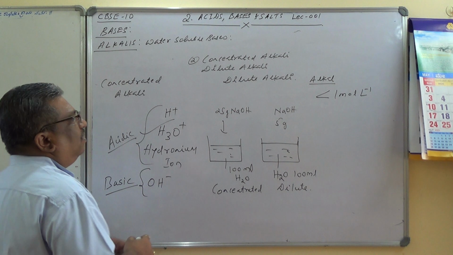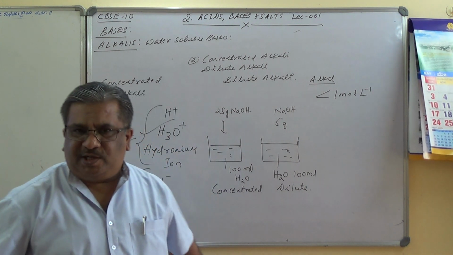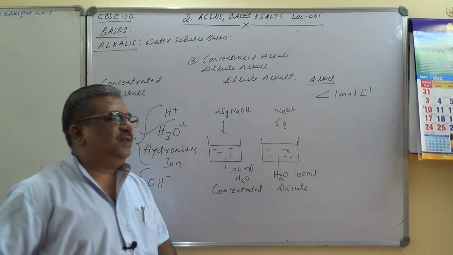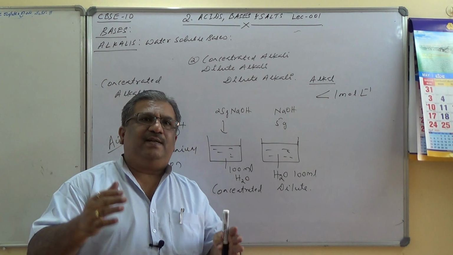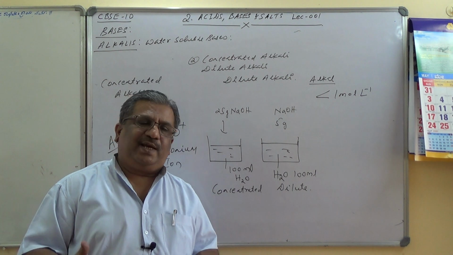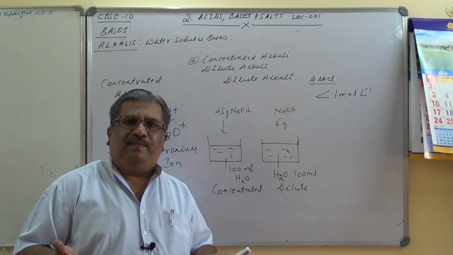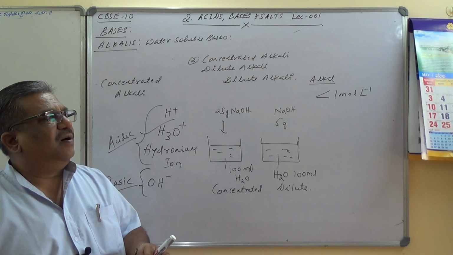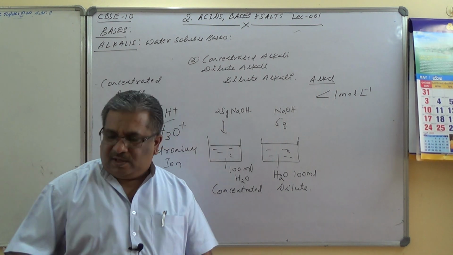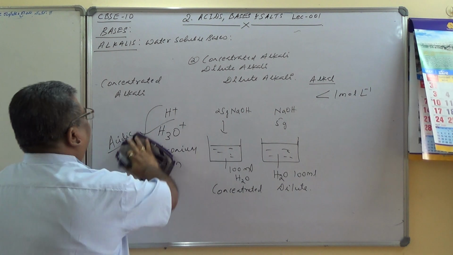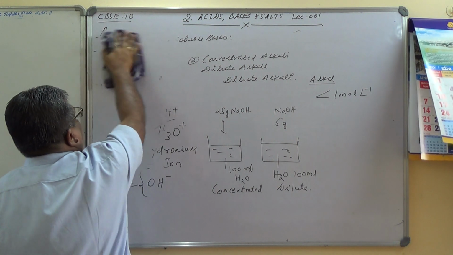Okay, so now let us look at how to measure the strength of the acids and bases. In what way we measure the strength? When do you say it is a strong acid? When do you say it is a weak acid? There must be some measurement, no? When do you say it is a strong alkali or a weak alkali? Some measurement is required for that one. So what is the measurement of the strength of acids and bases?